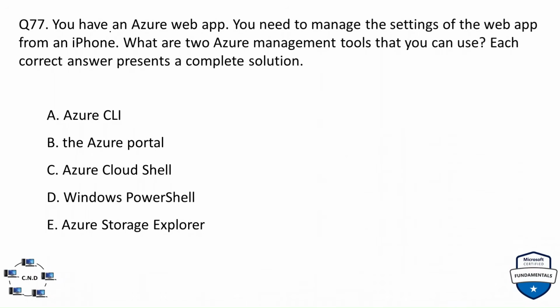Question number 77 is that you have an Azure web app. You need to manage the settings of the web app from an iPhone. What are two Azure management tools that you can use? Each correct answer presents a complete solution. The options are A, Azure CLI, B, the Azure portal, C, Azure Cloud Shell, D, Windows PowerShell, and E, Azure Storage Explorer. And the correct options are the Azure portal and the Azure Cloud Shell.